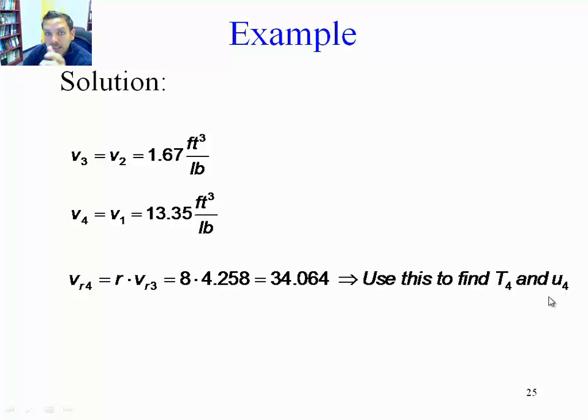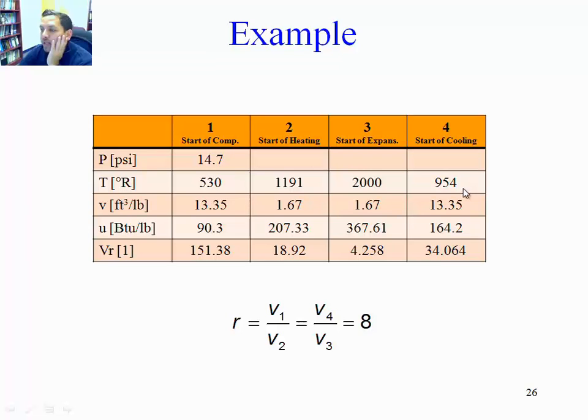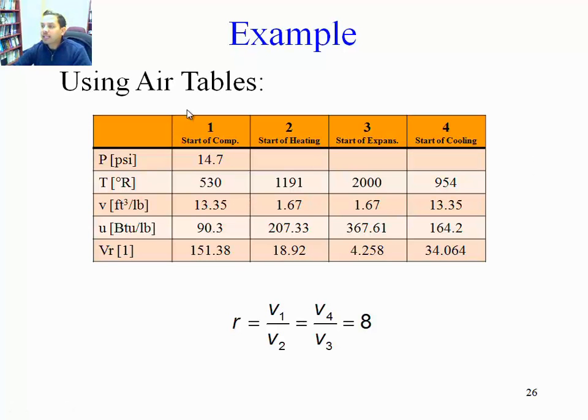Remember again that the table of air is organized by temperature only. So if we know VR, we will know temperature, energy, enthalpy, and whatever we need. We go back to the table. Notice the volume. I copied volume 1 at 0.4, 13.35. We know that the relationship of volumes holds true also for the relationship of VR. So VR3, which we found at 2000 Rankine, is multiplied by 8, 34.064. Then with that value, we get the temperature from the table. We interpolate at 954, and we get the energy from the table, 164.2. So that's basically the completed table.